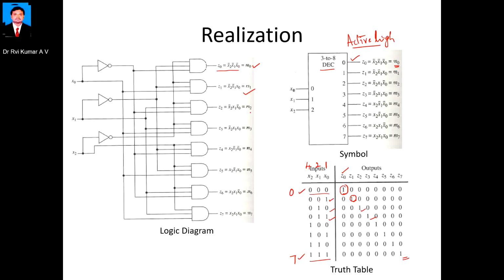Likewise, for M0, M1, M2, M3, M4, M5, M6 and M7, all 8 outputs I can represent in the form of X0, X1 and X2. I can realize them in the logic diagram. So the operation, as we understand, is that we give the input combination and it is decoded into any one of the 2 power n output lines.